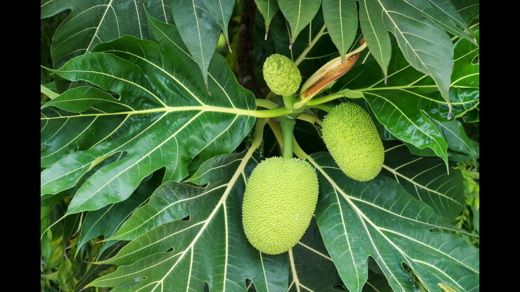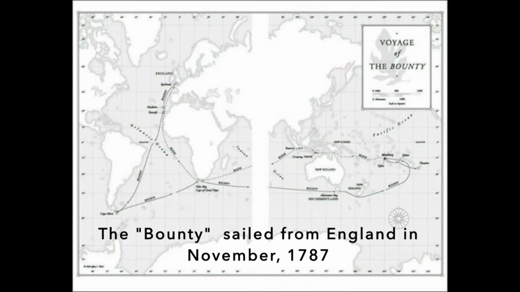So breadfruit, pictured here, grows all through the Pacific. And the British wondered if breadfruit could grow in the Caribbean, where they had colonies. So the mission of the Bounty was to take breadfruit from Tahiti to the Caribbean.